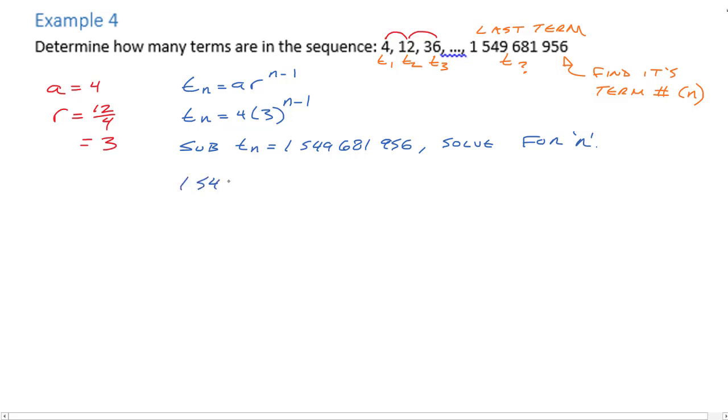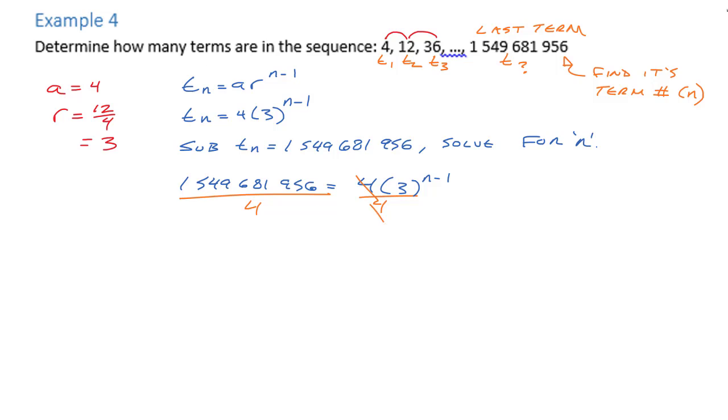1, 5, 4, 9, 6, 8, 1, 9, 5, 6 is equal to 4 times 3 to the n minus 1. All right, so how are we going to solve this thing? Well, first we're going to divide both sides by 4, right? That'll cancel that out. And when I divide by 4, I'm going to get 387,420,489 equals 3 to the n minus 1.